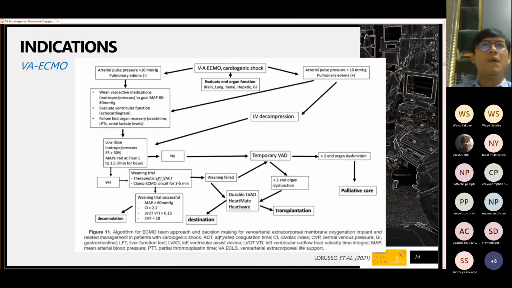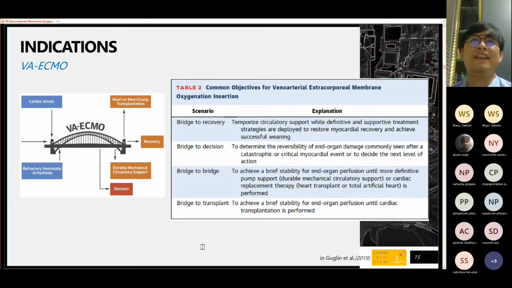Okay, so here is the algorithm to help people who have a cardiogenic shock. You can see by yourself, like okay, this is the, oh my god, that's it, like link to the palliative care, transplantation, the destination. That mean you let the patient go to see the God. Okay, or you can wean and decannulate the patient back to their home safely. All right, so it's more clear in this cartoon.